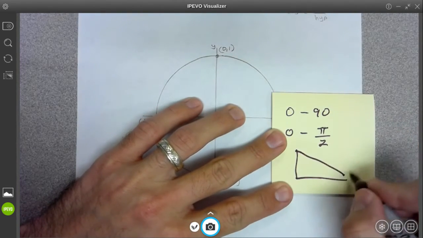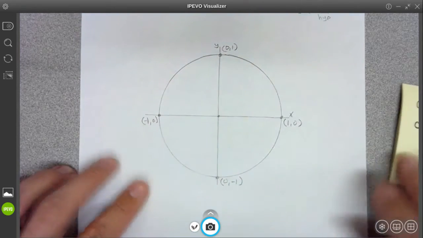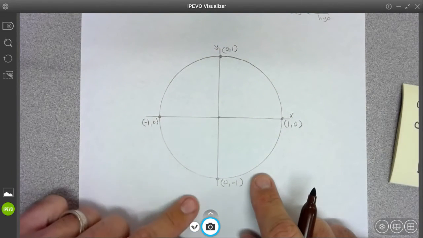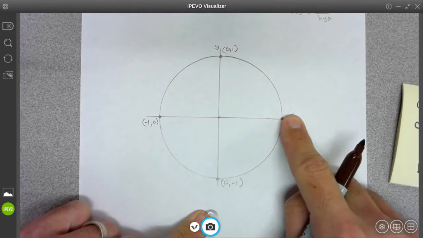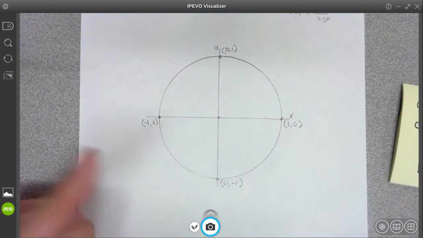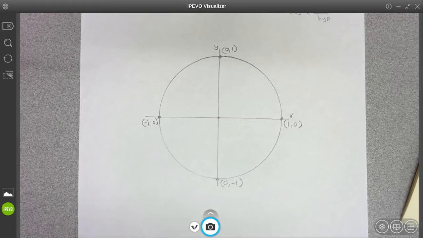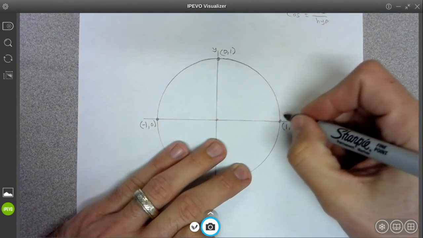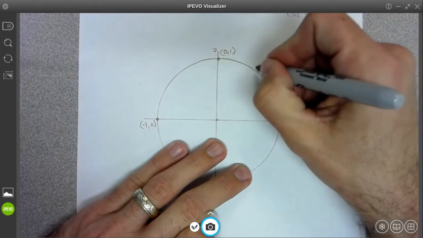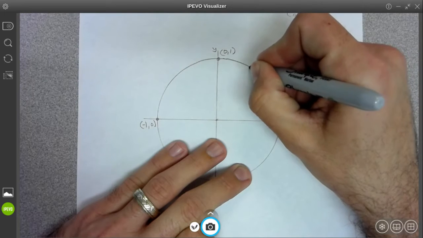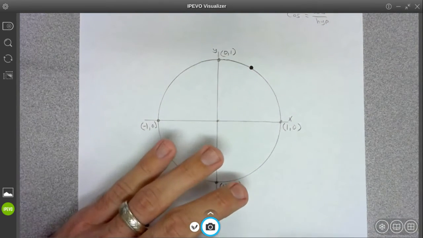But there are way more angles that exist. There's a 360-degree angle. There's a 400-degree angle. There's lots of them, and trigonometry applies to those as well. So to start out, I'm just going to focus on the first quadrant here, and I'm just going to draw a random point. I'll do that one right there.